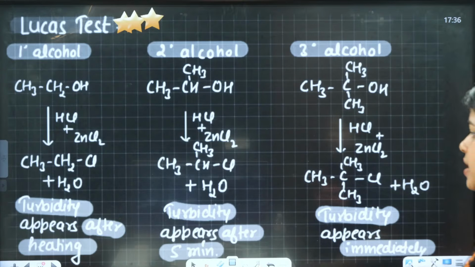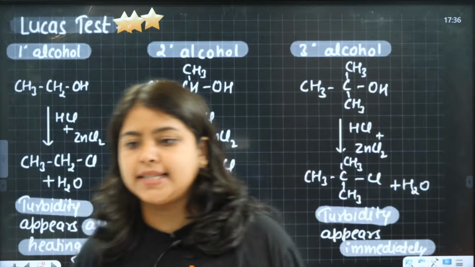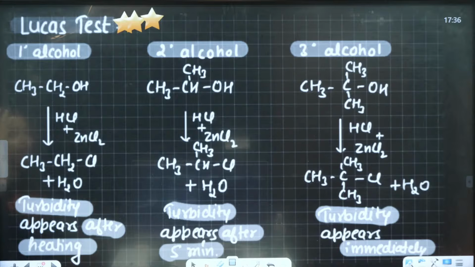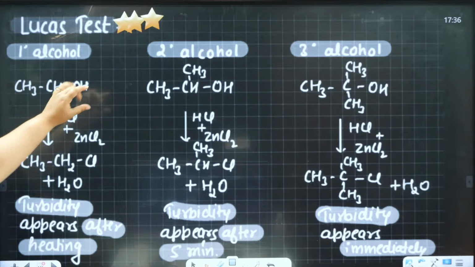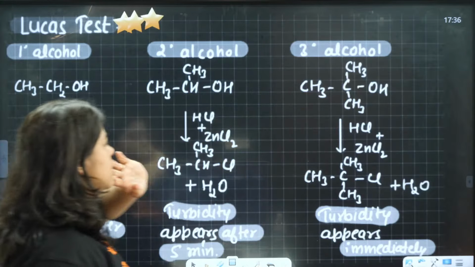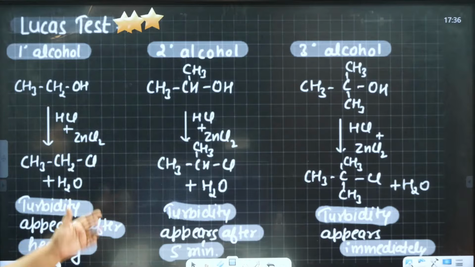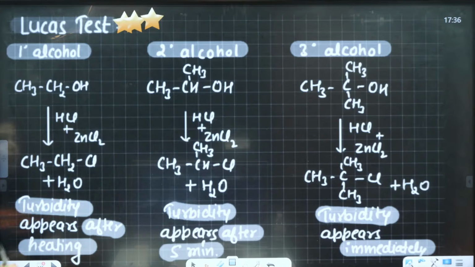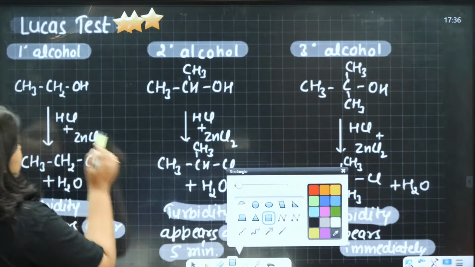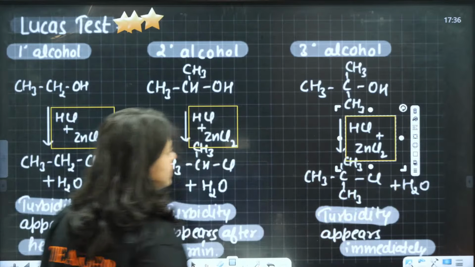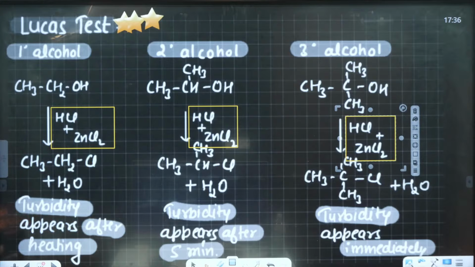Next comes the Lucas test. How the Lucas test happens with the primary, secondary and tertiary alcohols. So this is how the primary is going to happen: CH3CH2OH; secondary is CH3CHOHCH3; tertiary is (CH3)3COH. Done. All three, primary, secondary and tertiary, react with HCl and ZnCl2. Clear? But what products are we going to get?